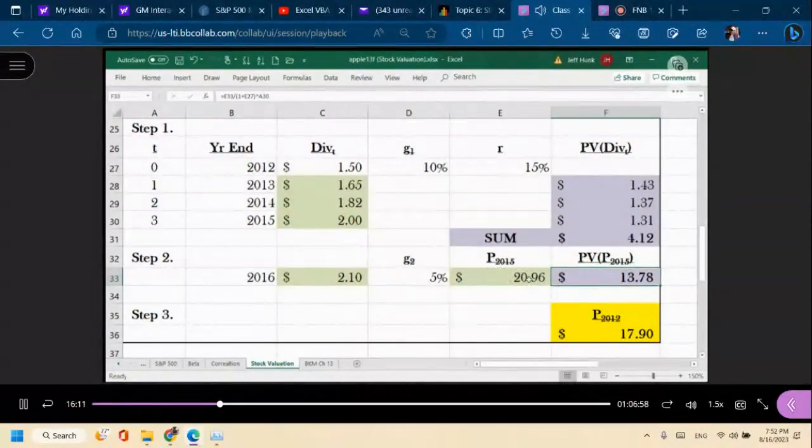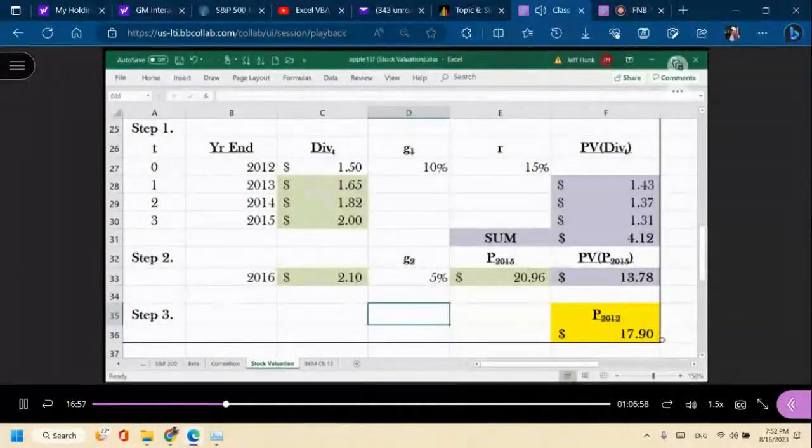Then we get the value of this stock as at the end of 2012, this 13.78. But it's not only that. I mean, this is only the present value of all the cash flows beyond 2015. What about the cash flows between now and the end of 2015? Well, we already got that, right? Present value of all those is 4.12, and present value of this is 13.78. So the actual stock price at the end of 2012 is the sum of these two. Make sense? So we got it.